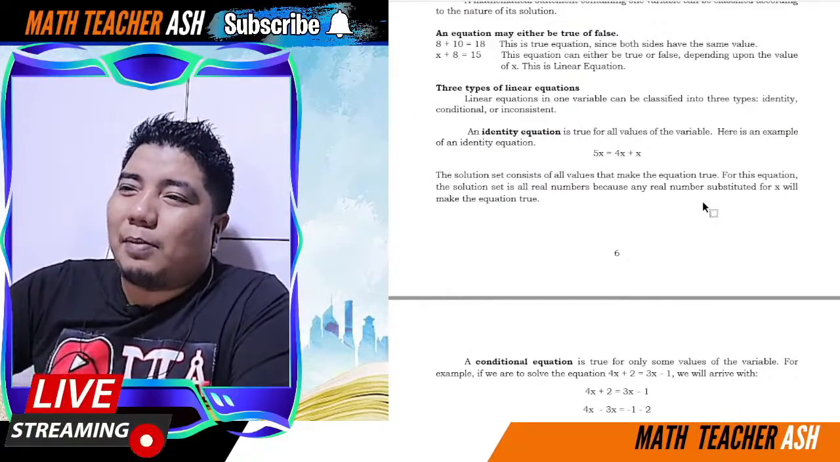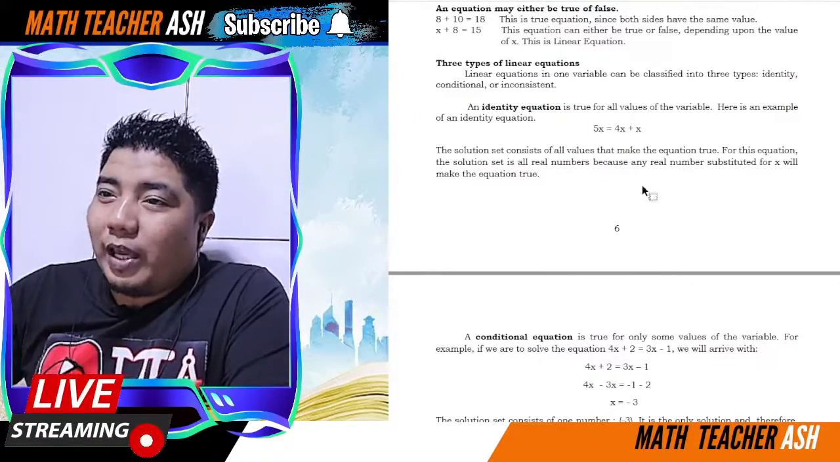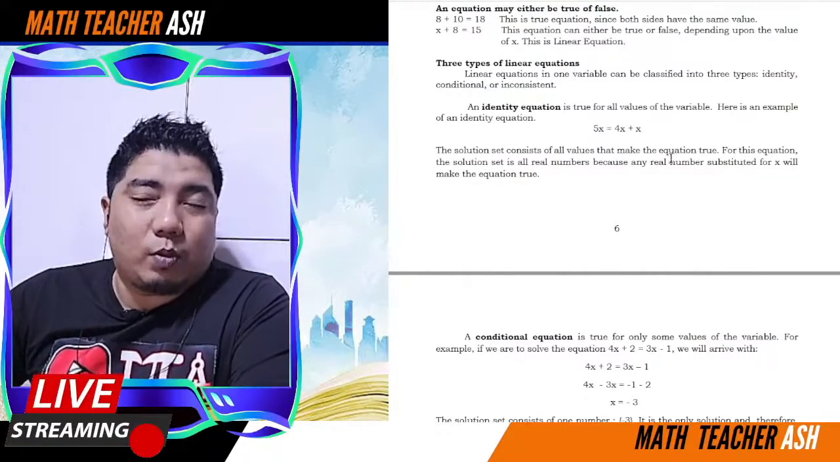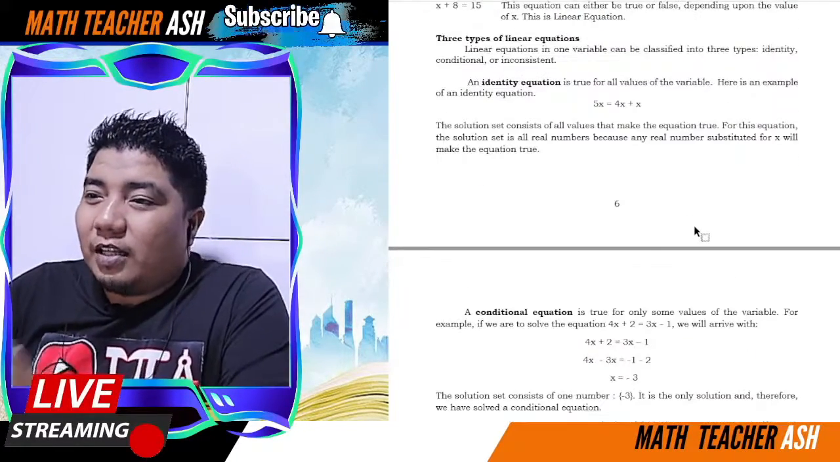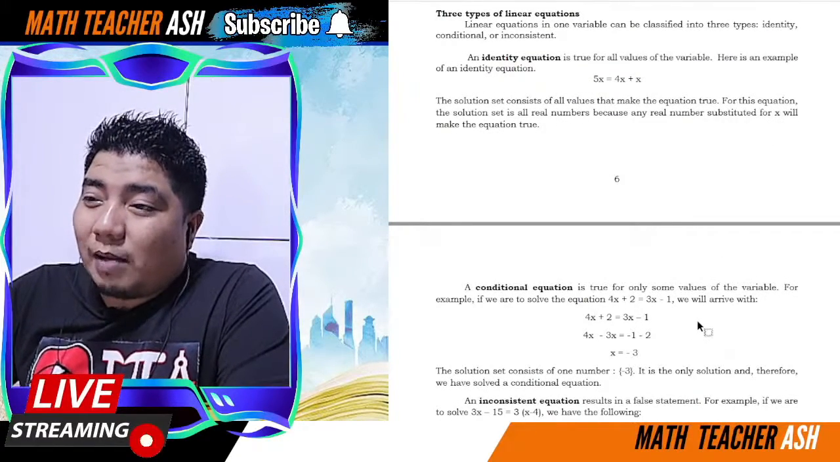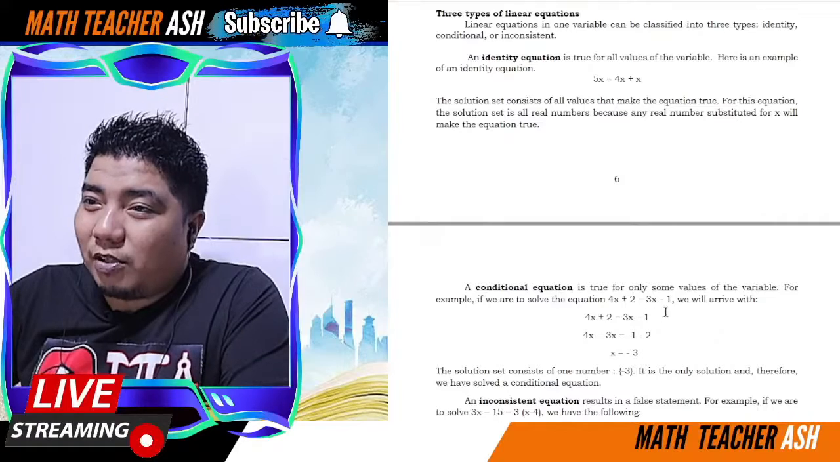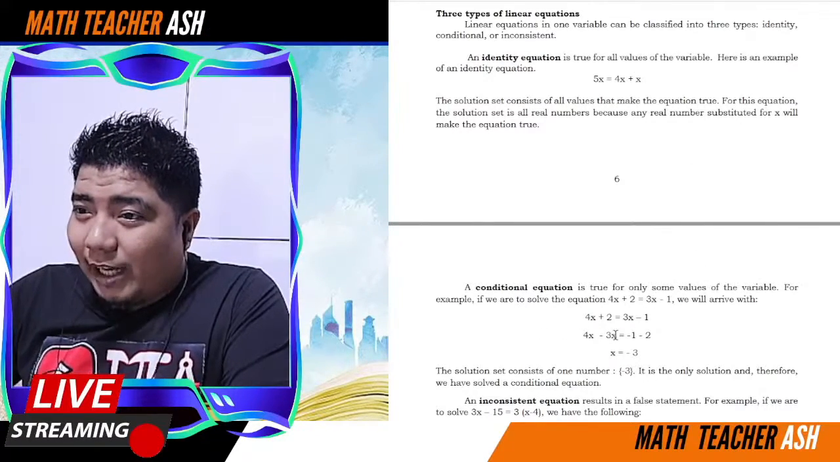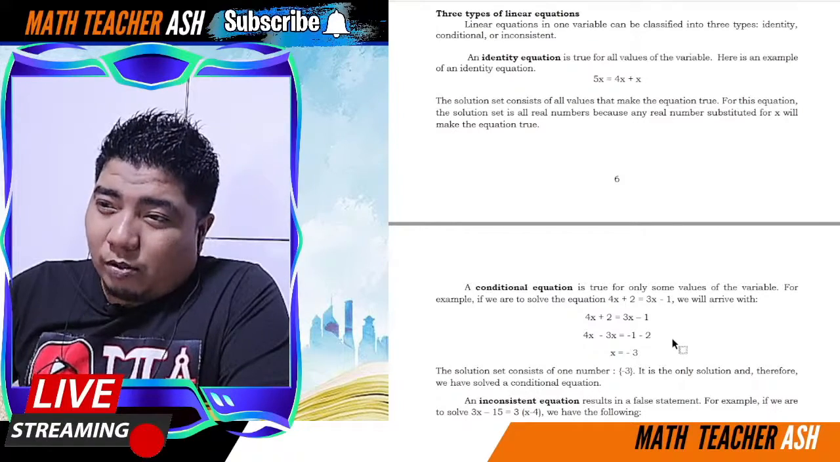So, there are the 3 types of linear equation. We have the identity equation. Example of that is 5x is equal to 4x plus x. The conditional equation, okay, this is true for only some values of the variable. Okay, so example of that is here: 4x plus 2 is equal to 3x minus 1.